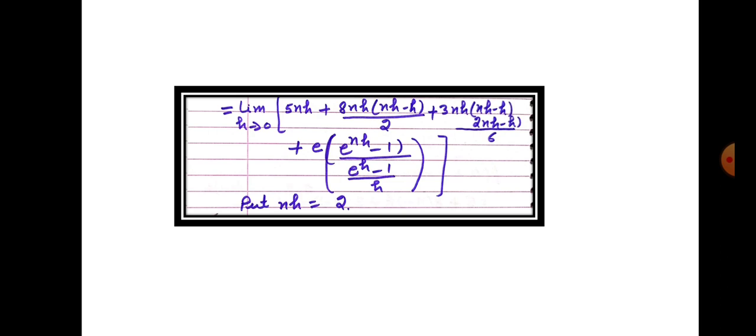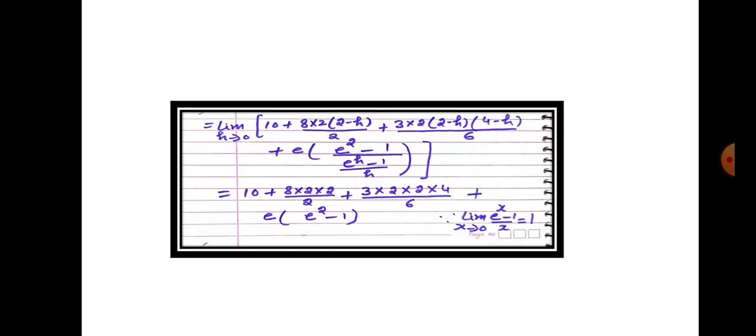So put nh is equal to 2 here. So limit h approaches 0, so 10 plus 8 into 2 minus h whole divided by 2 plus 3 into 2 minus h into 4 minus h whole divided by 6 plus e into e square minus 1 whole over e raised to power h minus 1 whole over h.